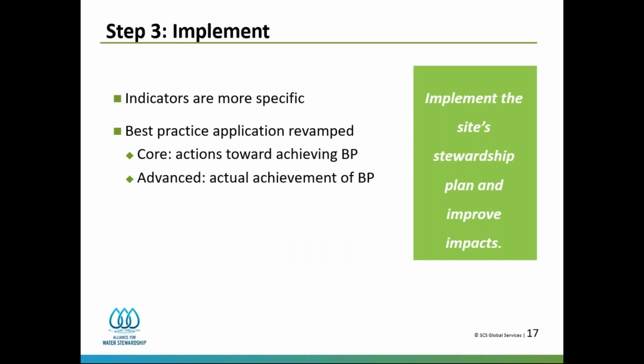And step 3, the implementation step. At this point, the site is implementing the stewardship plan. They're mitigating risks. They're driving the actual improvements in performance. Implementation is streamlined with the reorganization. Indicators are more specific and add consistency across sites and regions, again, for both implementers and the auditors. The application of best practice has also been revamped, with requirements for both core and advanced criteria. And again, we will wait for the final standard and guidance for more information on that.